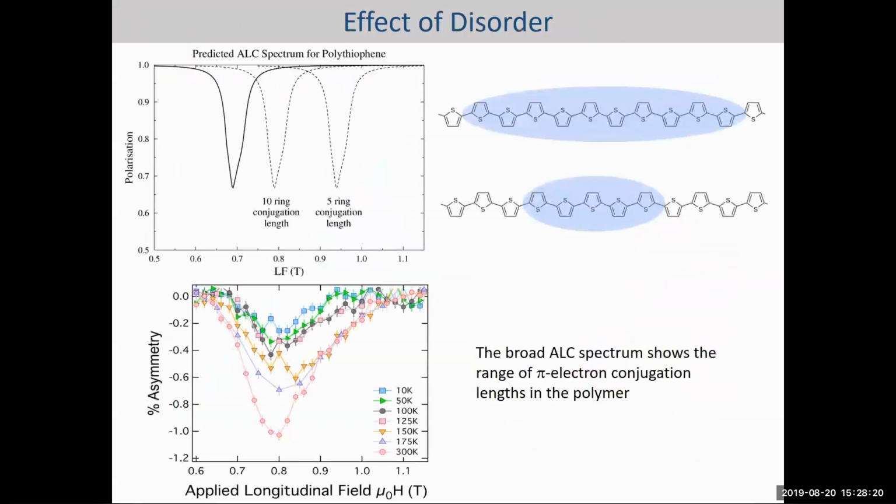And if you then compare these limited conjugation length cases with what we actually see in the polymer, you start to make sense of the broad spectrum. So we can see that the peak in the spectrum corresponds to a conjugation length of about 10 rings, and the minimum conjugation length may be around 5 rings, and then a small fraction of the sample has a very large conjugation length. So by doing systematic DFT studies combined with the experiments, you can start to interpret more complex systems.